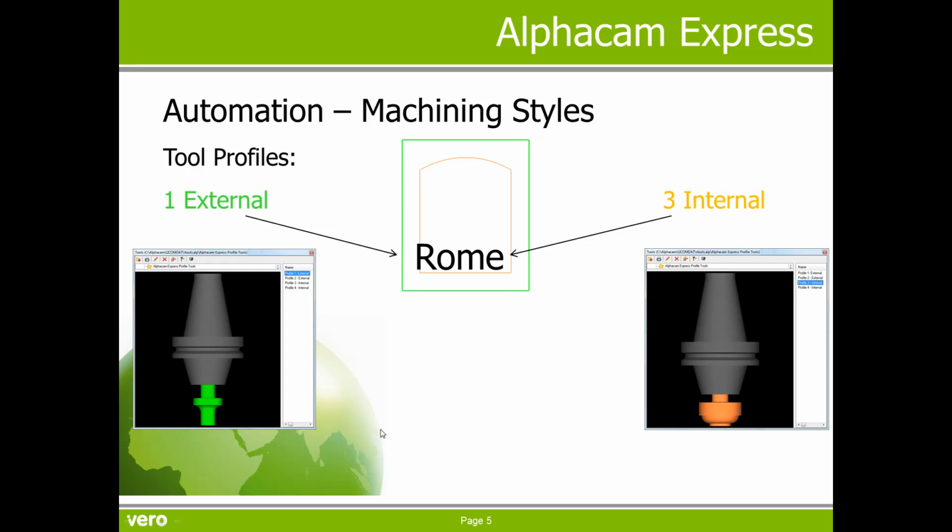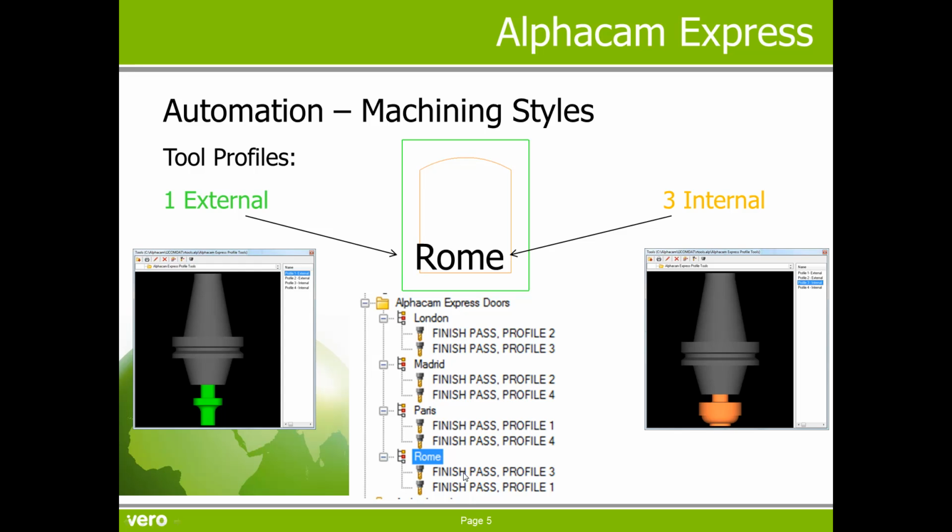Now, using machining styles, I could have grouped this combination of profile number 1 for the external and profile number 3 for the internal and given them a name. I've given this door design using those two tools the name Rome. Then we save that combination as a machining style called Rome.